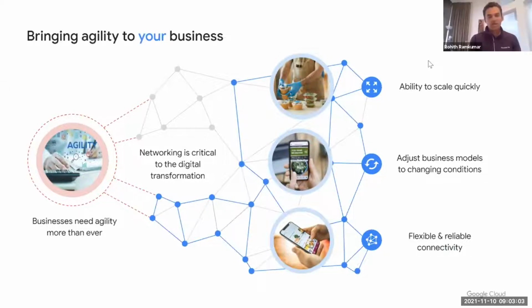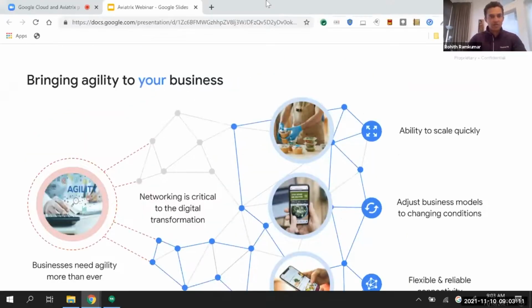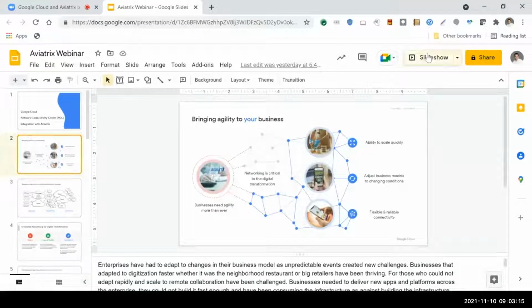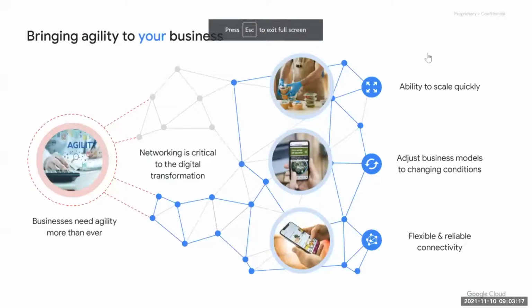So, from a Google perspective, from speaking with a large number of our customers, what we've learned is a number of enterprises are having to adapt to a number of changes in their business models, created by either their own growth or unprecedented events that are actually shaping their realities. In fact, all of our realities.